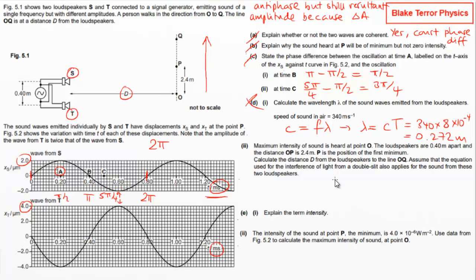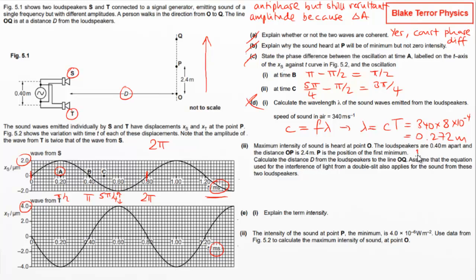Right, the maximum intensity of sound is heard at point O. Yep, as it would be. Yeah, you're going to be in phase there, so we're going to get some constructive interference. Loudspeakers are 0.4 meters apart. Yeah, OP is 2.4 meters. Yeah, they put all that on the picture.